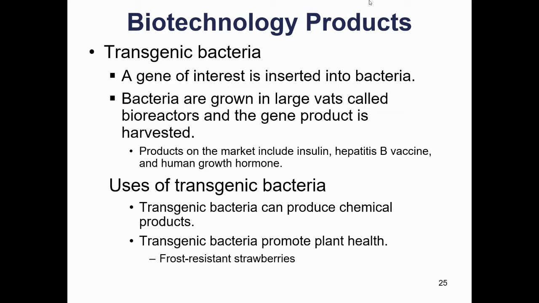They have different genes in them. So transgenic bacteria, we take that gene of interest, put it in a bacteria, grow the bacteria in what are called bioreactors, where the gene is copied, passed on, and then expressed, and we harvest the protein. So some of those that we use now are insulin. We use this process to get vaccines like the hepatitis B vaccine and to gather human growth hormone. So we can use them to produce chemical products as well. So we can use transgenic bacteria to help develop frost-resistant strawberries.